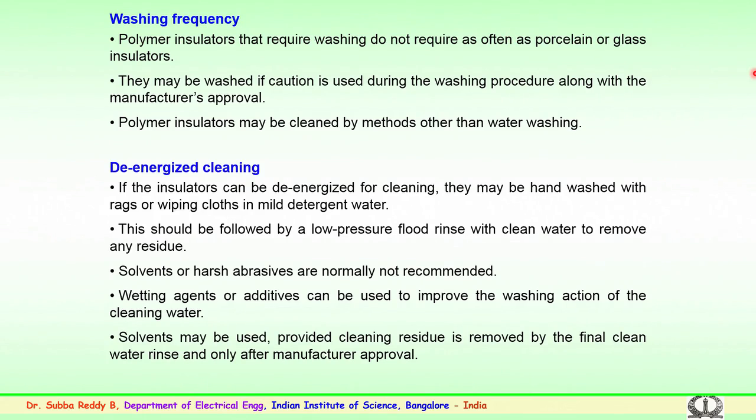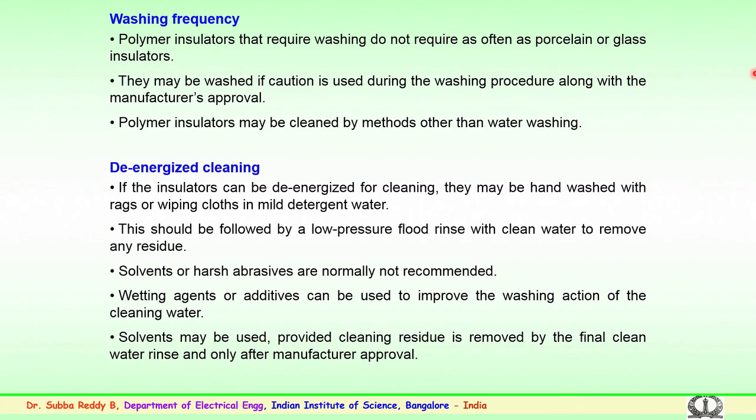So, what is the washing frequency or the cleaning frequency to be adopted? Here again, polymer insulators that require washing or cleaning do not require it as often as porcelain or glass insulators, because most of the time glass or porcelain insulators have been seen to accumulate more pollutants in comparison to the polymer type. They may be washed if caution is used during the washing procedure, along with the manufacturer's approval. Polymer insulators or strings may also be cleaned by methods other than water washing.